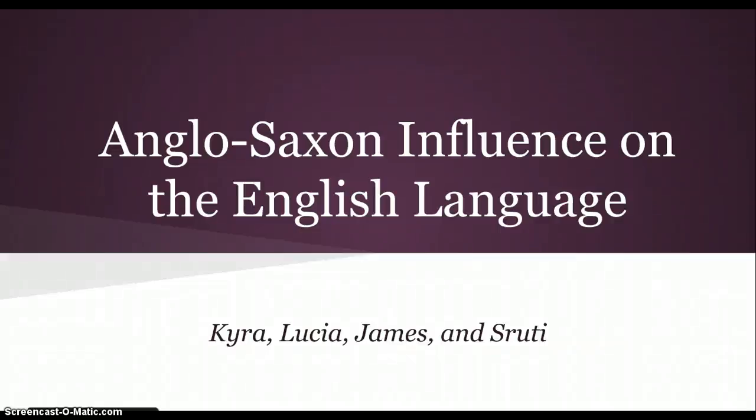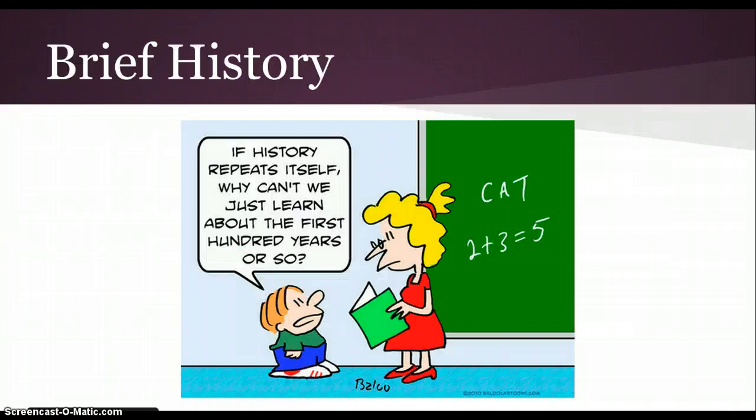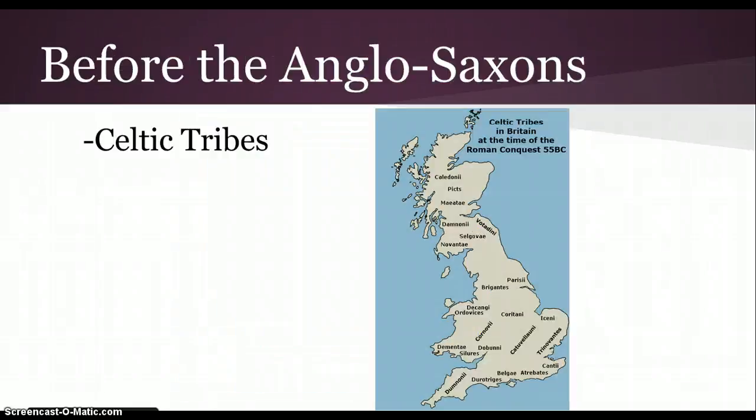Our group's presentation is about how the Anglo-Saxon people influenced the English language. To start off, I will give you a brief history and introduction to the Anglo-Saxon people, telling you who they are and where they are from. First of all, before the Anglo-Saxons came, there were various Celtic tribes who all shared common speech, customs, and a religion. However, they lacked political unity, which made them very vulnerable.